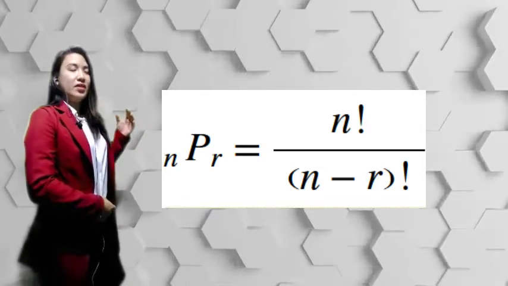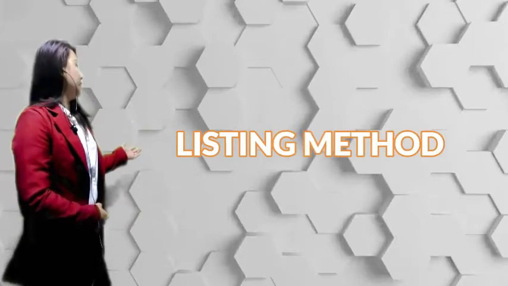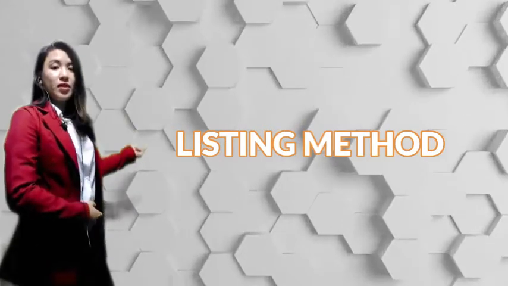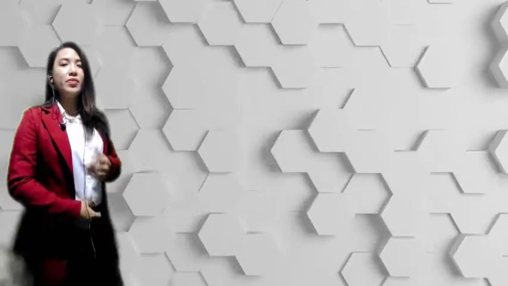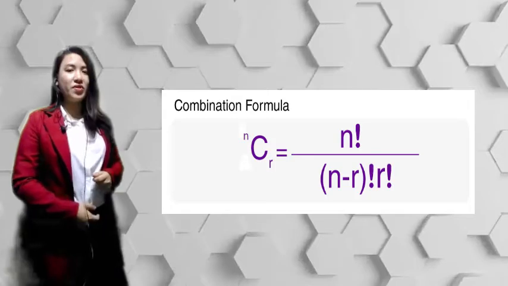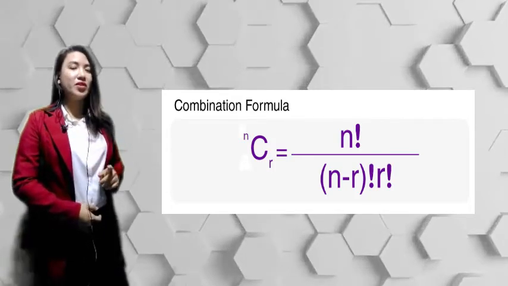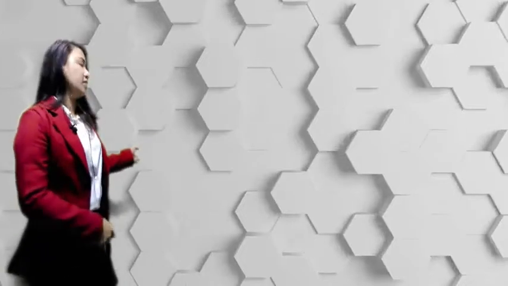And combination is also illustrated through those 3 methods: listing method, tree diagram, as well as its formula. The formula for combination is n factorial over n minus r factorial times r factorial. So we just added r factorial in there. So they are closely related.